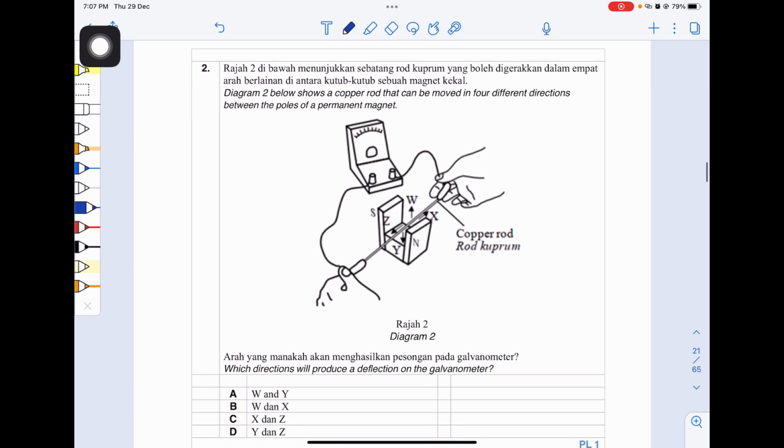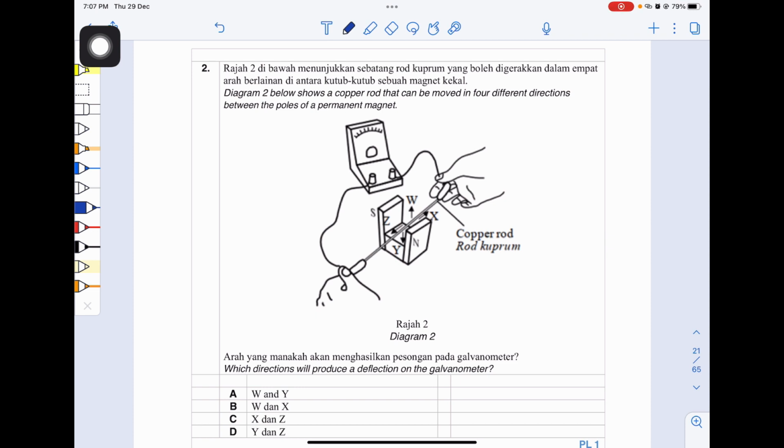Okay, number 2. Diagram 2 below shows a copper rod that can be moved in 4 different directions between the poles of a permanent magnet. Which directions will produce a deflection of the galvanometer? Jadi maksudnya kalau galvanometer tu nak terhasil, kita kena dapatkanlah induced current tu. W and Y. Boleh tak? Jawapan dia A lah. Sebab direction dia mesti perpendicular.